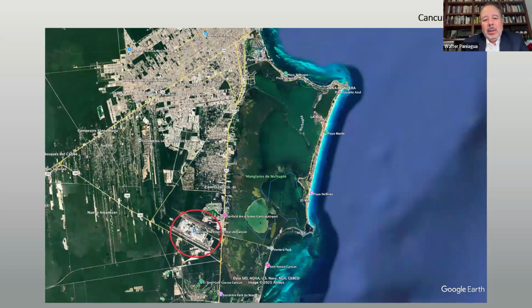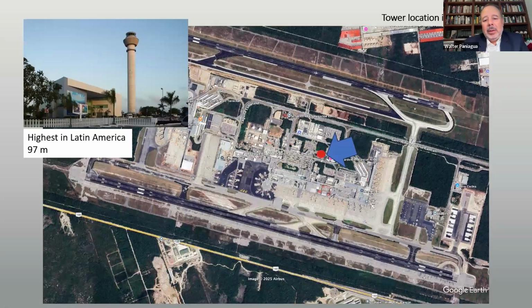Getting into Cancun, the touristic area is over here in this L area where the beach is, and the airport is a little bit inland, not so far from the coast. And inside the airport, it was a busy one. Right now it has 4 terminals, the second airport in importance in Mexico, after Mexico City one. And here in the red dot, it's the new control tower. It's the highest in Latin America with 97 meters height.